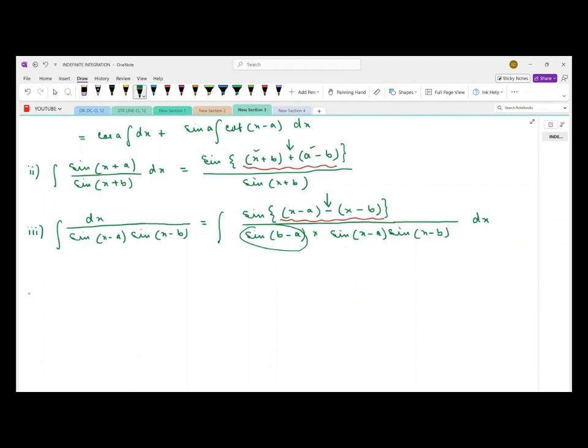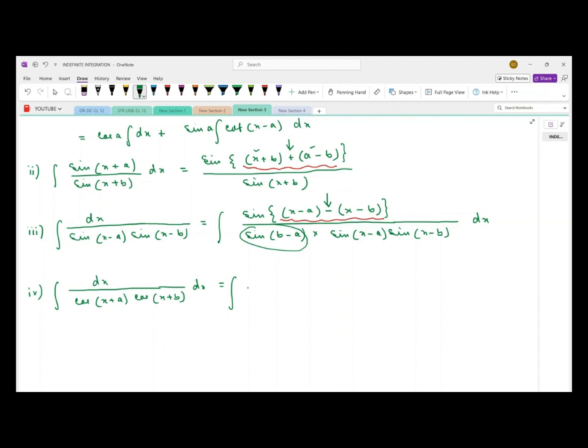Now the fourth type is similar to the third type. The difference being, instead of having two sines, you may have two cosines. But the method is same. Cos x plus a, cos x plus b, dx. So again, we do a similar type of manipulation.